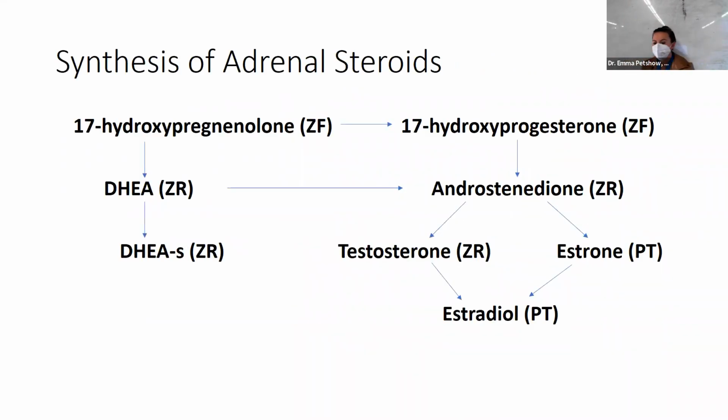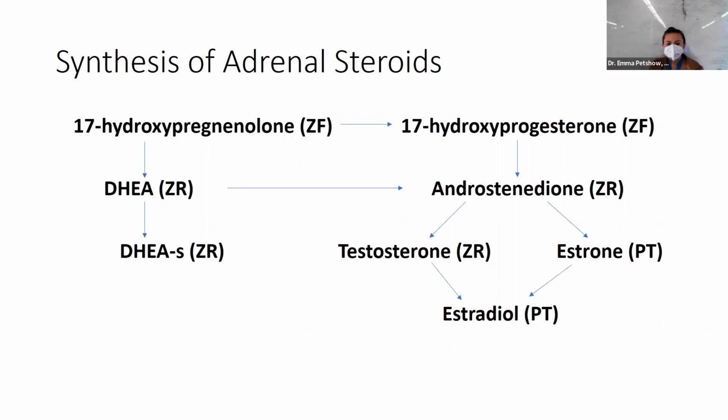So now what does androgen synthesis look like? So now we move over from the fasciculata to the reticularis, and then I have two peripheral tissue. That's what PT means. So not physical therapy, but peripheral tissue. So our 17-hydroxypregnenolone and our 17-hydroxyprogesterone, again, pregnenolone can become progesterone here. Those are going to both be in the fasciculata.